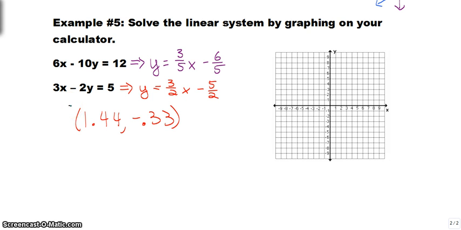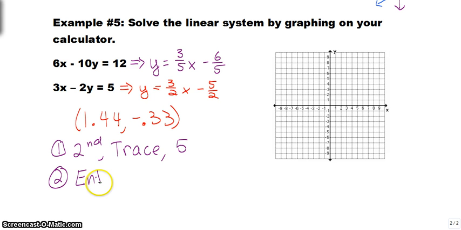So again, once you have the graph, your steps to get the intersection point. So first you're going to hit second, trace, 5, and then you're going to hit enter 3 times. And then your intersection point should be on the bottom of your screen. Alright, so hopefully you understand how to solve a system of equations by graphing, and we'll be able to get more practice with this tomorrow in class.